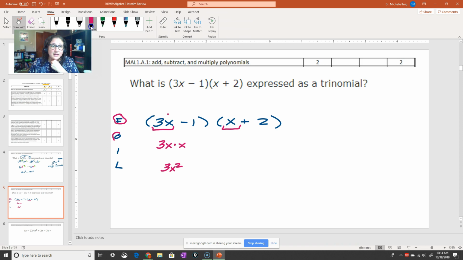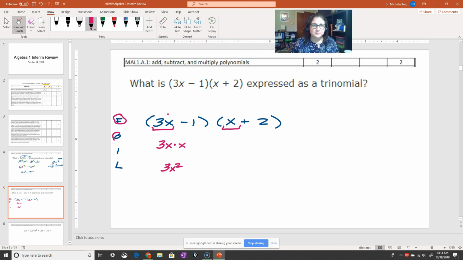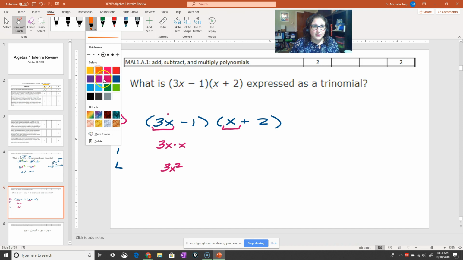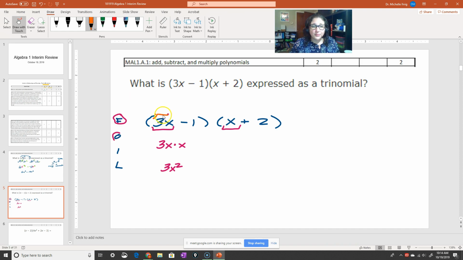Then I do my outside. My outside would be the 3x here and the 2, because they're both on the outer sides of the parentheses. So I've got 3x times positive 2, which will leave me positive 6x. That's the O.